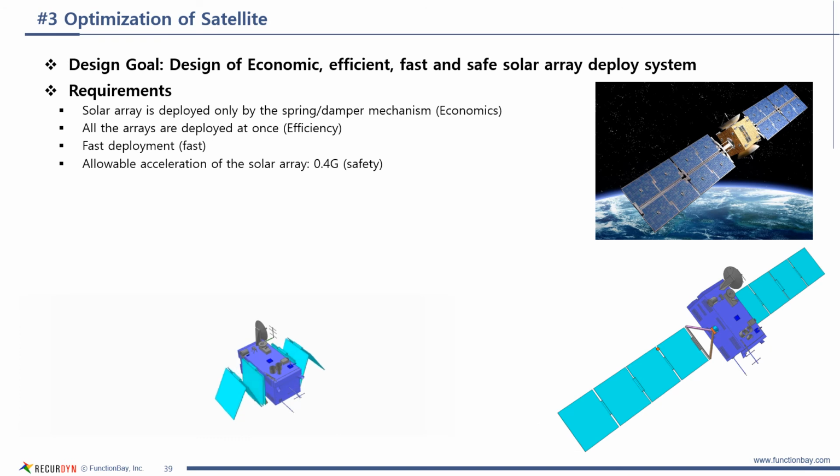Now, let's fly into the space. The design goal of this model is to design an economical, efficient, fast, and safe solar array deployment system. The requirement is that the solar array should be deployed by only spring damper for the economics of the system. Also, we want all the panels to be deployed simultaneously. In addition, we want the deployment to be completed as soon as possible. For safety, the acceleration of each panel must be less than 0.4 g.